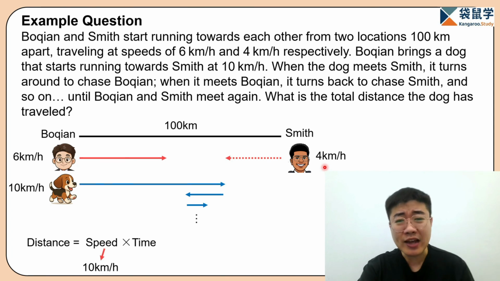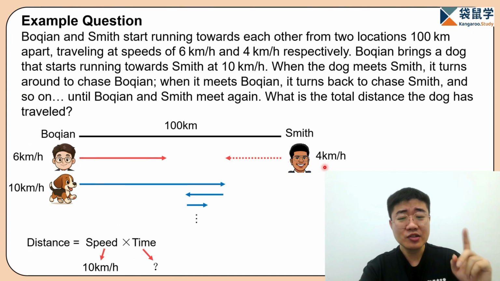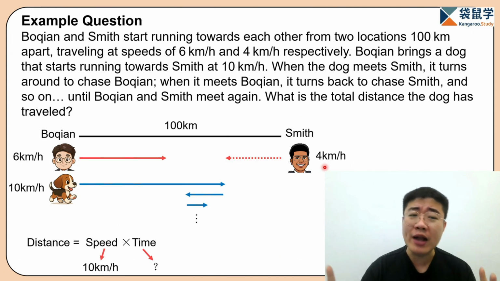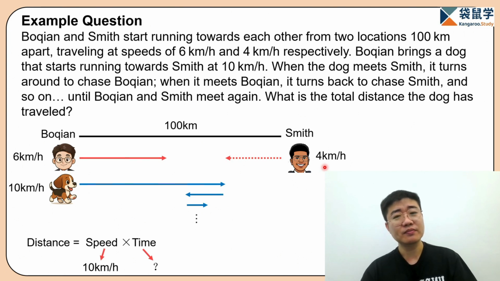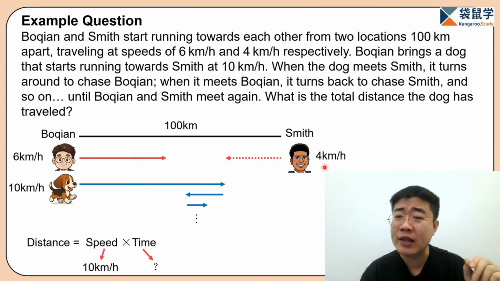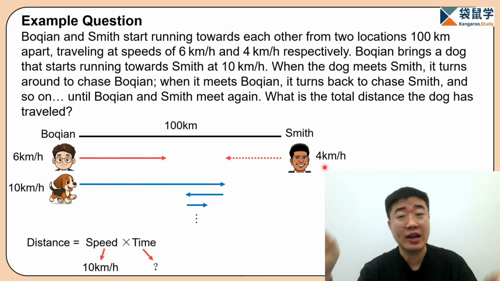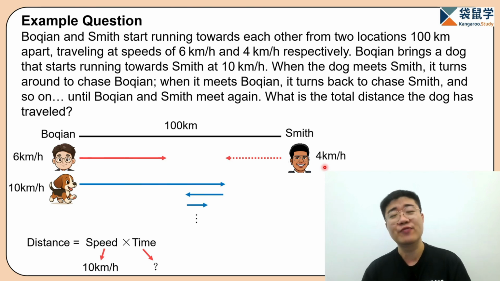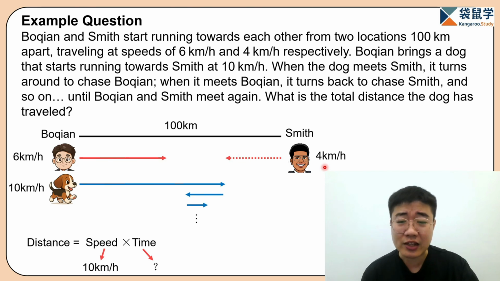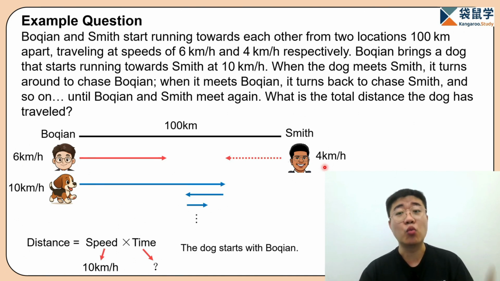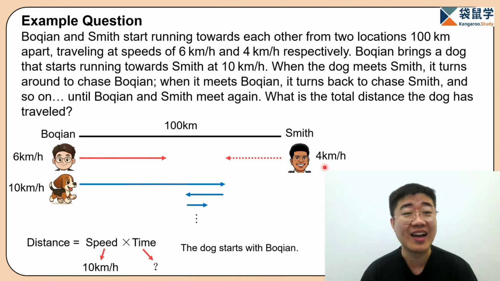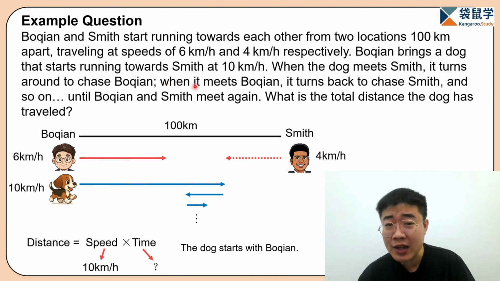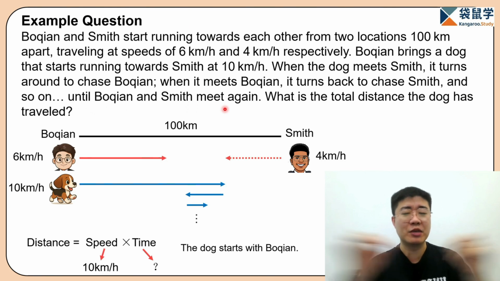Oh, we can see that this time is not given to us. So now the question becomes, how do we find the time the dog has traveled? Of course, if we want to find the time something or someone has traveled, we must know when it has started and when it will finish. So let's check the starting one. At first, the dog starts together with teacher Bo Jian. And when does it stop? We can see that this dog stops together with teacher Smith. This is until teacher Bo Jian and teacher Smith meet again.